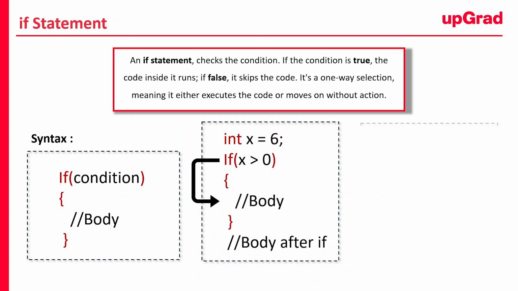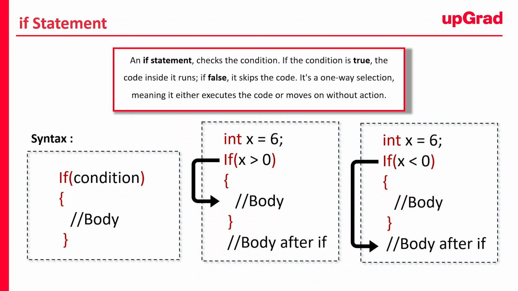Now coming to the second scenario. Here again we have assigned a value of 6 to x. But here the condition inside the if statement is different. Here x should be less than 0. X should be less than 0, then only the body inside the curly braces will execute, otherwise it will skip that part and execute the code after the if statement. And as we know that x is not less than 0, so this condition is not satisfied. So it will skip the body of the if condition and move to the code after the if statement. Alright, it is very simple.